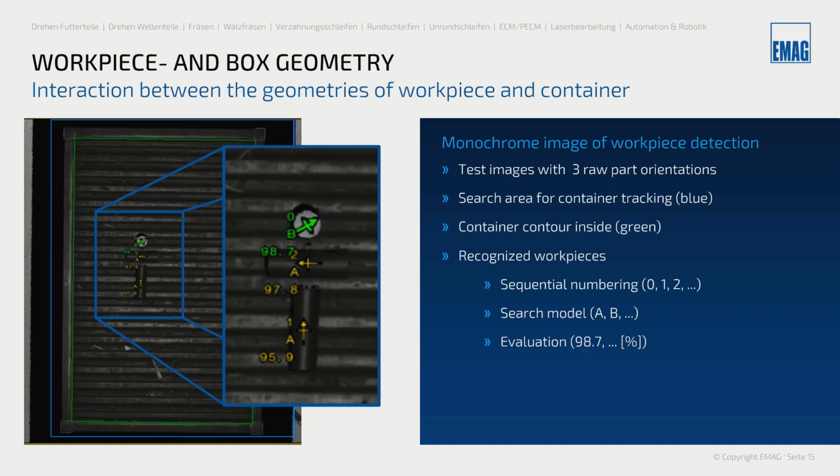Also, you can see that there are letters for the search model, A and B in this case, where I have the B letter for the standing upright part and the A letter for the flat laying part. This tells me what kind of grip the robot will perform to extract the part out of the container. And this also is used for placing the parts into the machine conveyor, into buffer systems or anything like that, because this definitely interacts with the robot positioning.